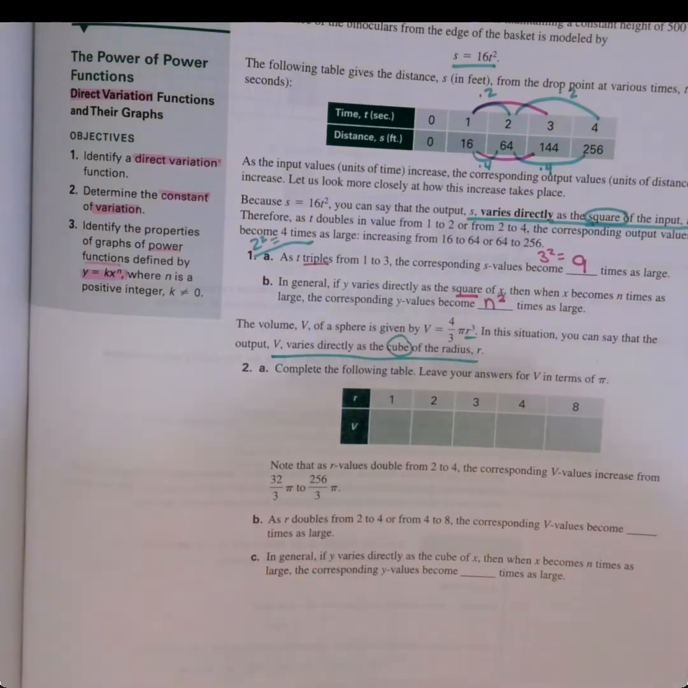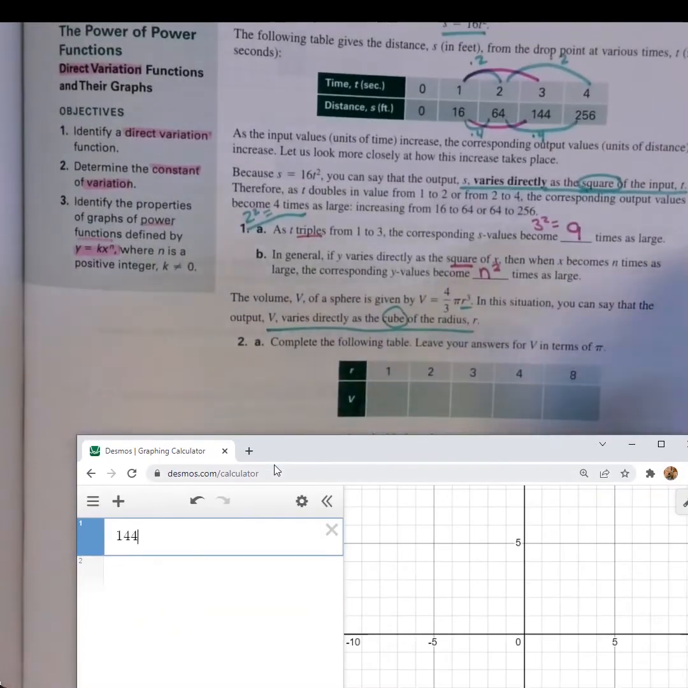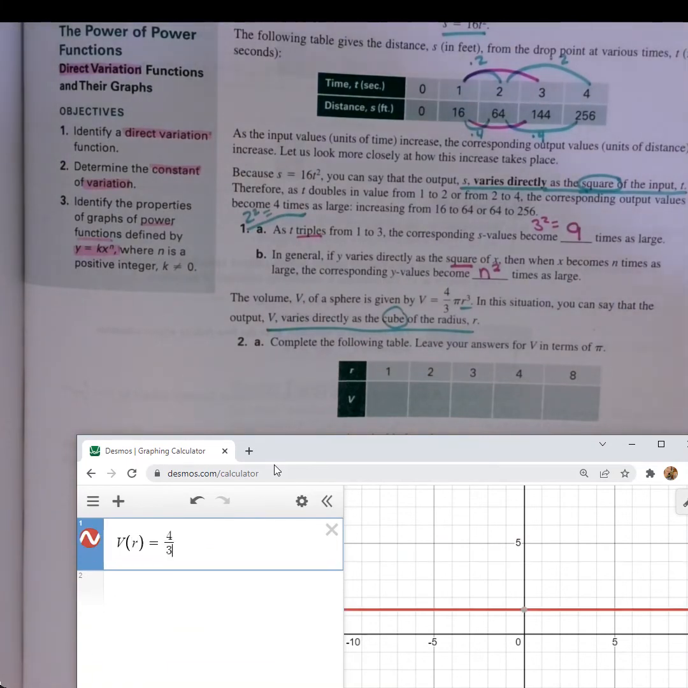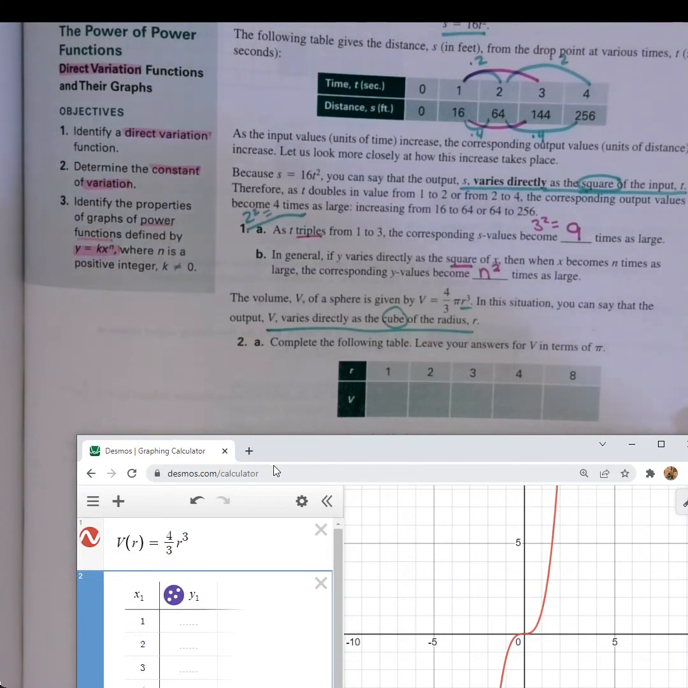So when I write my function over here, I'm not going to put pi in it because I want my answer in terms of pi. So 4/3 pi, don't type the pi, times r cubed. Now you know that when you make your table, you're going to have pi written next to all of the outputs. So 1, 2, 3, 4, and 8.